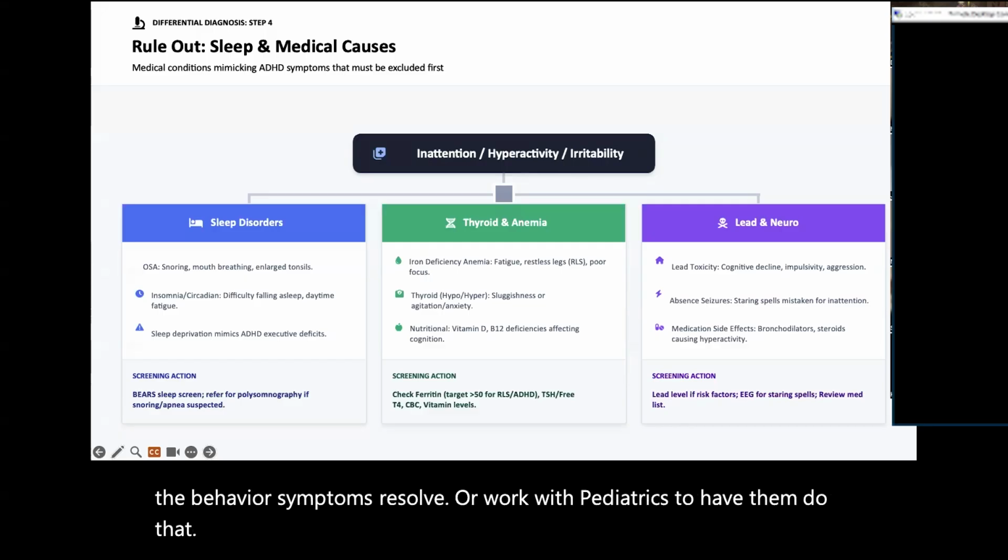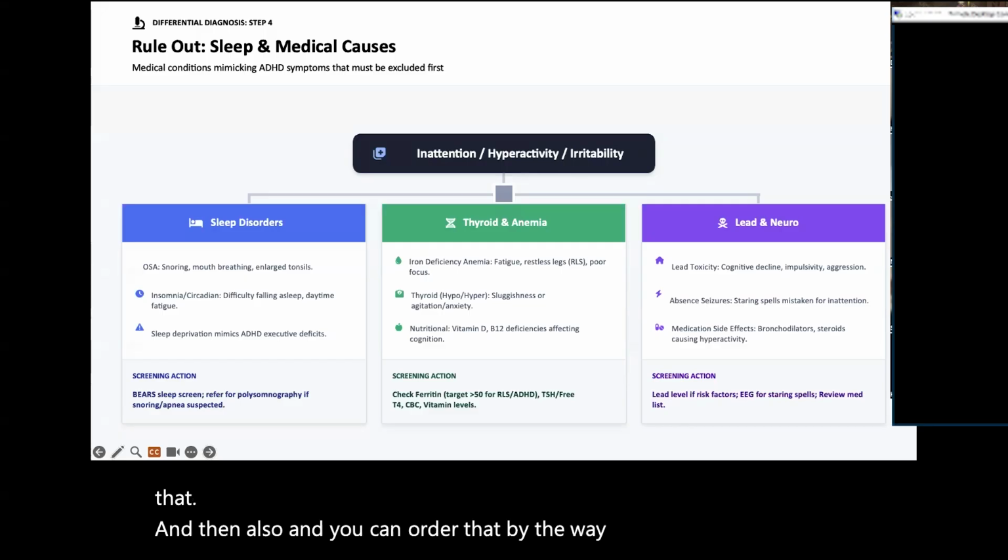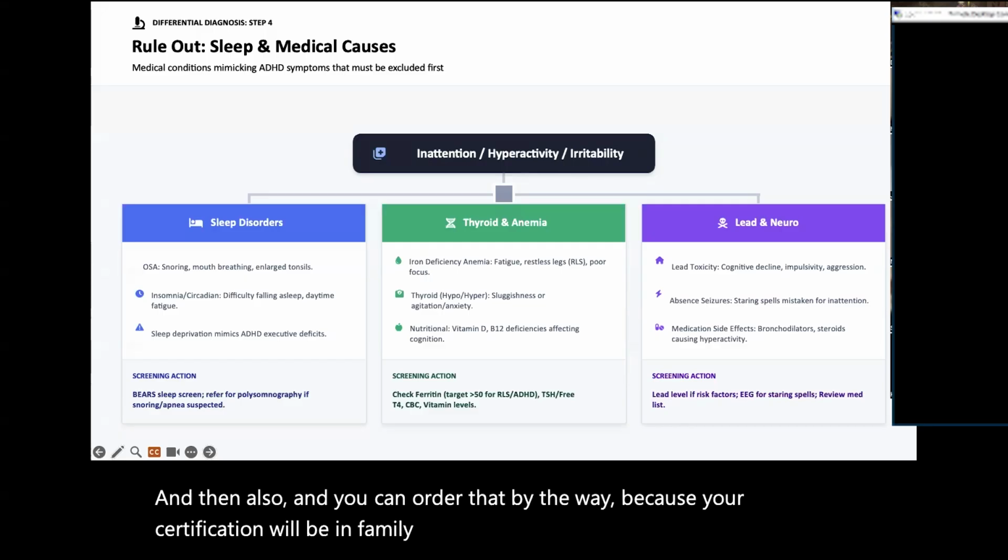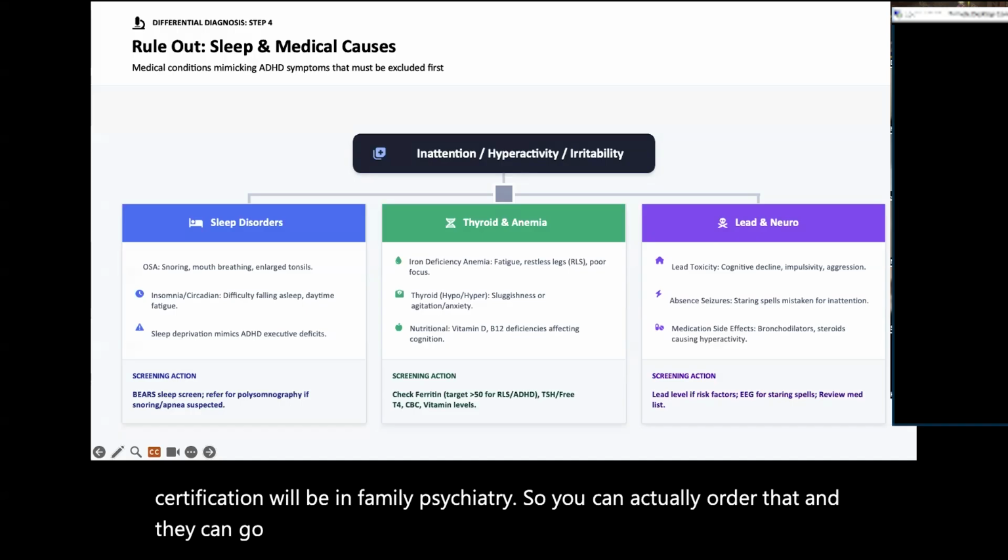And you can order that, by the way, because your certification will be in family psychiatry. So you can actually order that and they can go to the lab and have that drawn, but most will go to pediatricians to have that drawn.